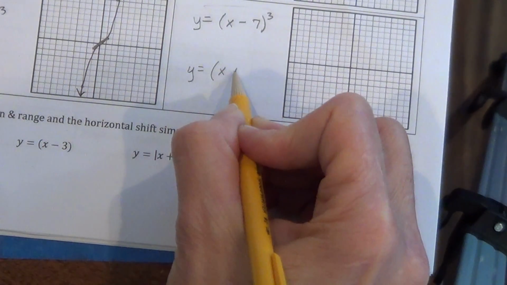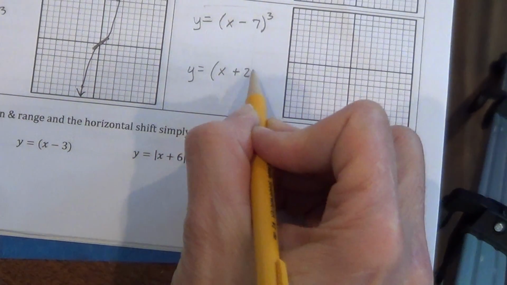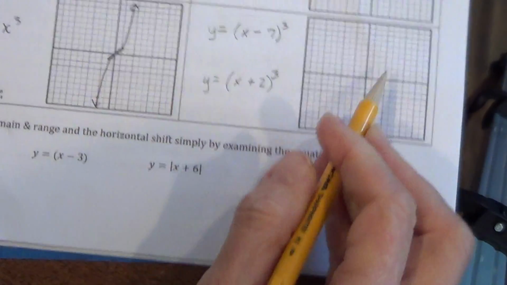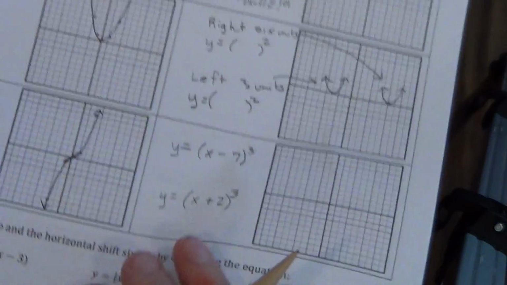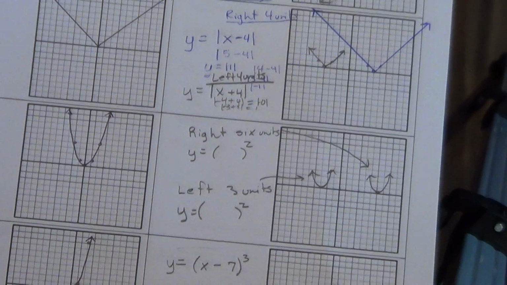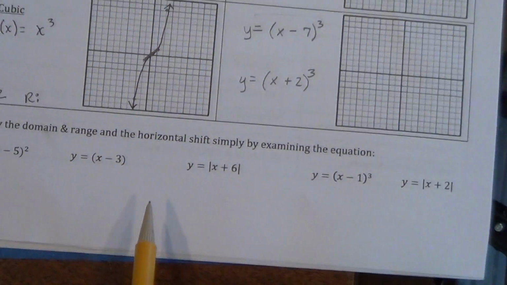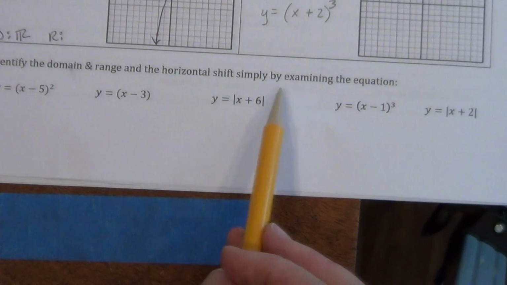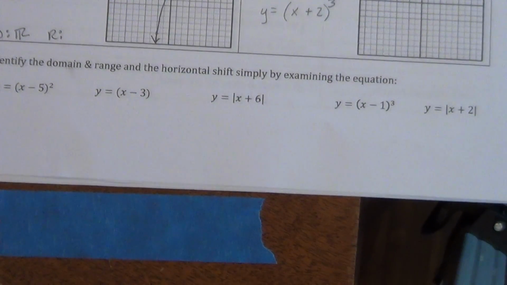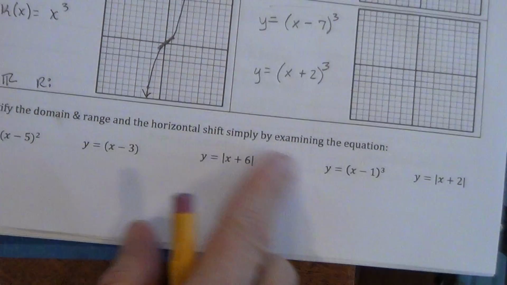And on another graph, go plus 2. Show me where it'll be graphed and how it shifted. We know it'll be left-right because we've gotten inside the x's space there, and we're influencing it. Then come down here, I want you to identify domain and range, horizontal shifting with these.